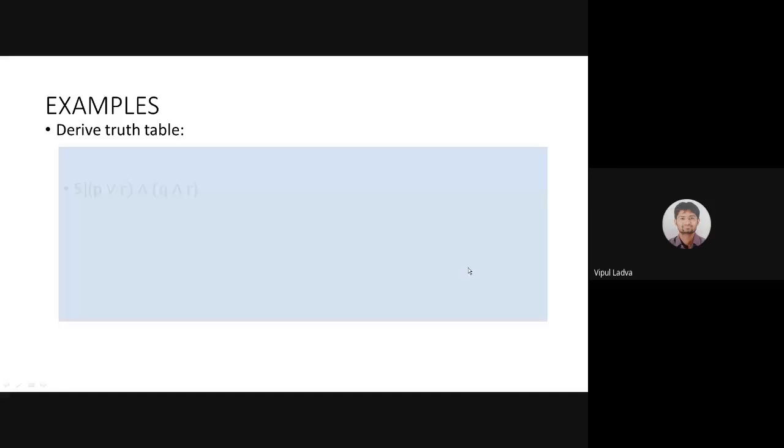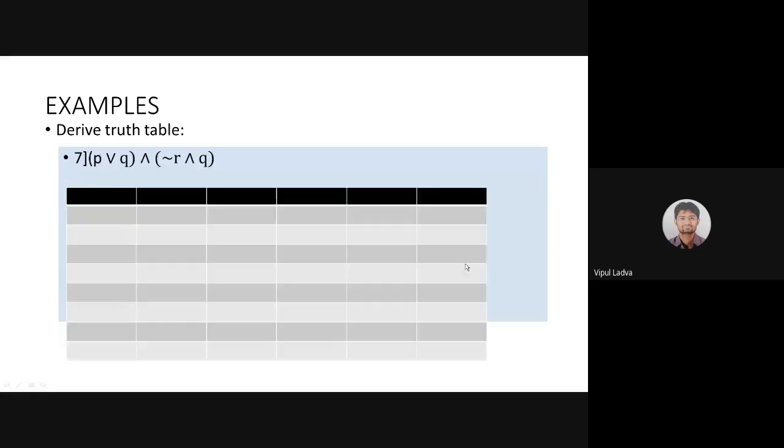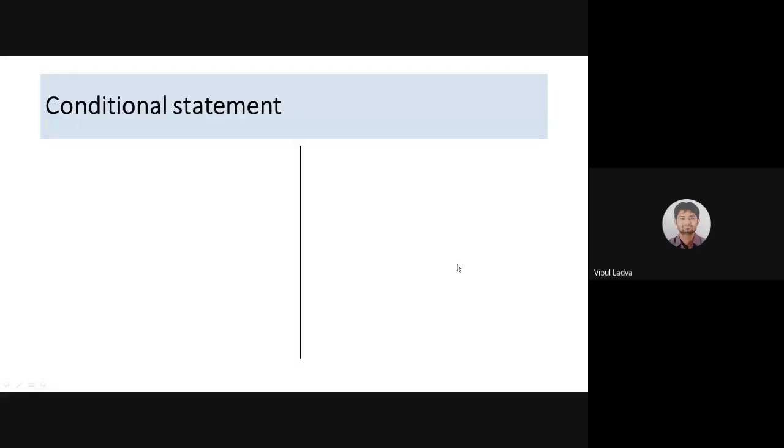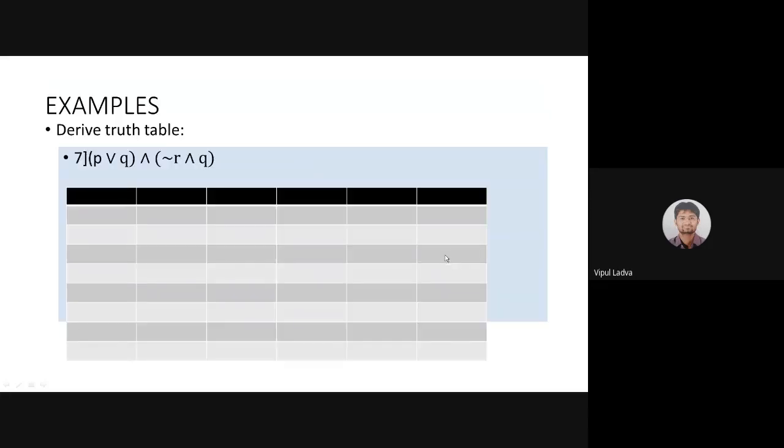In that last example, we were dealing with three statements. I don't think so. We are done with the seventh question, is it? Are we done with the seventh example? Yes or no? No. Raj is saying no. Oh, okay. We are left with the seventh one, is it?